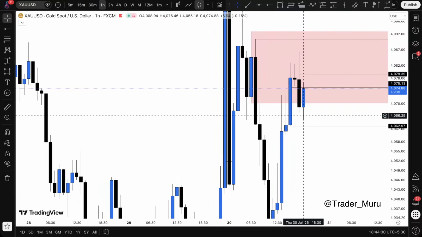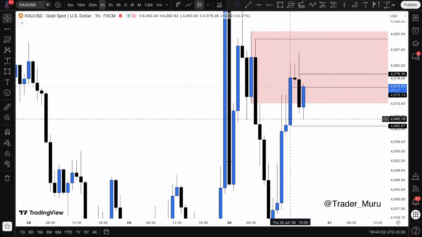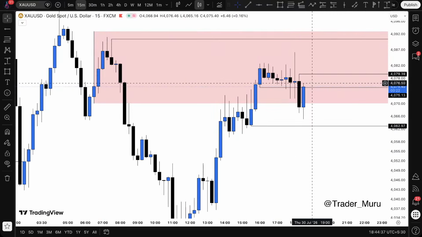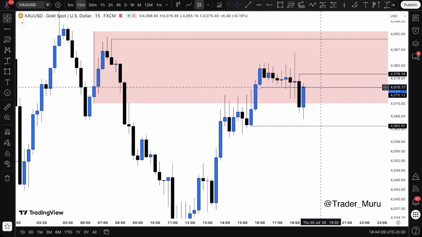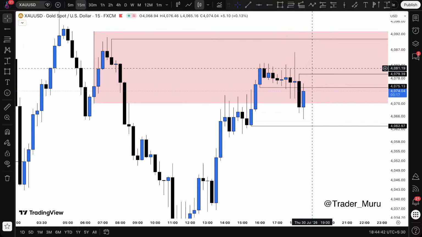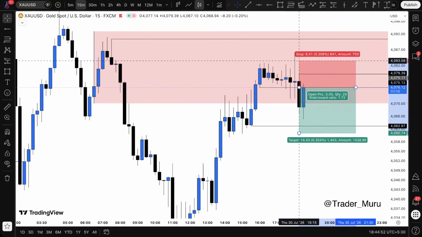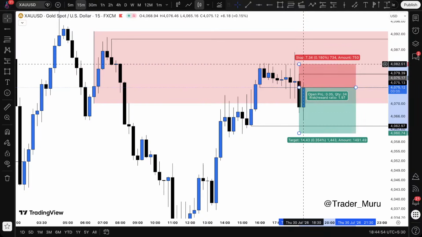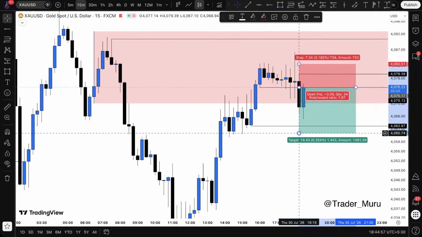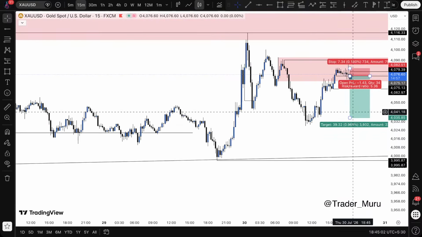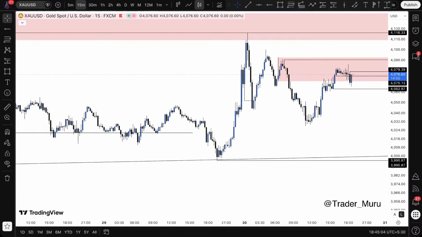If this fails, we will wait for a 1 hour change of character here. Okay, so we will just wait for confirmation here. If we get confirmation and it fails, we will wait for 1 hour. Otherwise 15 minutes should continue, start dropping. Our stop loss will be above 82. That is good. Target can be 4,000, but I would better wait.